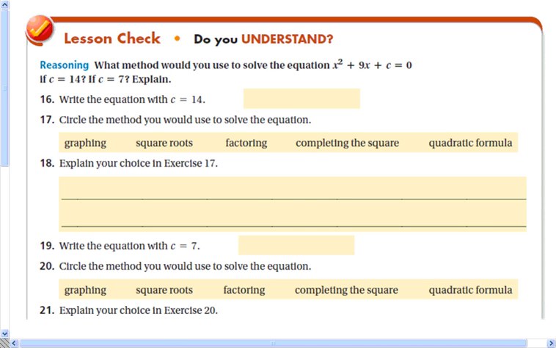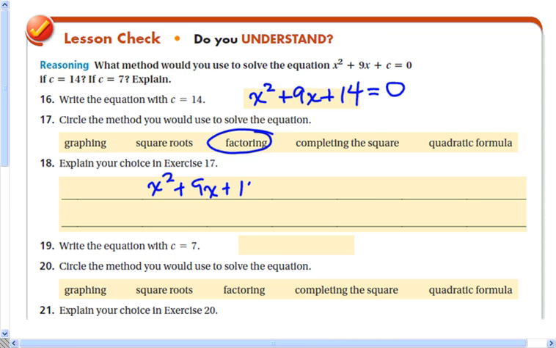All right, question check. What method would you use to solve this equation if C is 14? So with 14, we would get this. And you should pause and try this on your own. And in that case, I would factor, because of the factors of 14, x squared plus 9x plus 14 equals 0, so it's easily factorable. So that's why we would use that method.